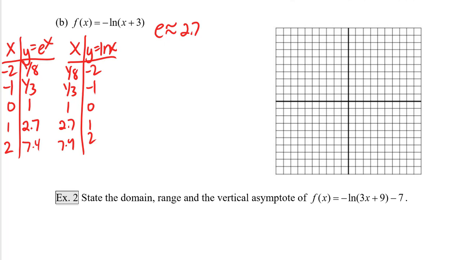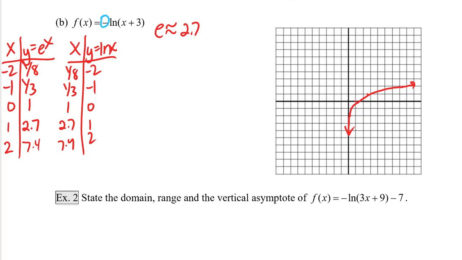So go ahead and graph the parent graph. So we have a point here, here, here. This is about 2.7, 7.4. And this is our parent graph, y is equal to the natural log of x. Notice it has the same shape as a logarithmic graph, and because there have been no shifts, its vertical asymptote is x equals 0.